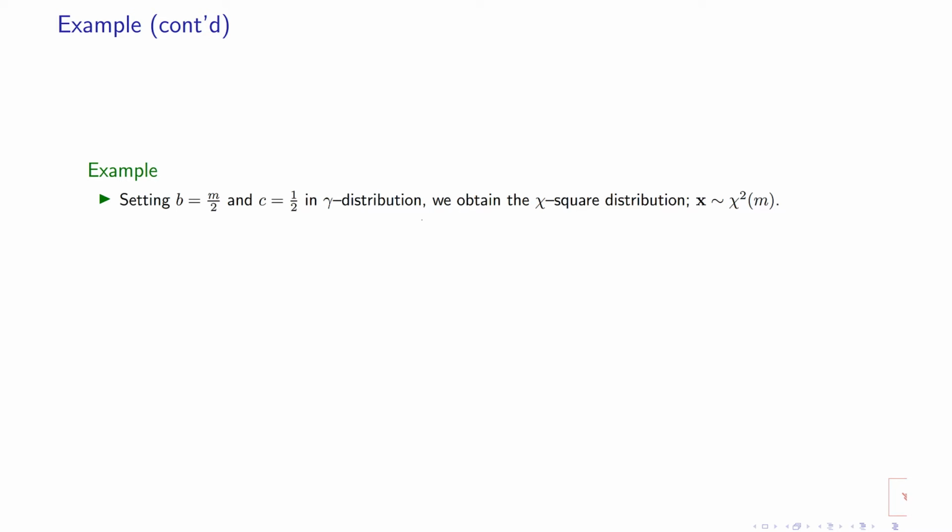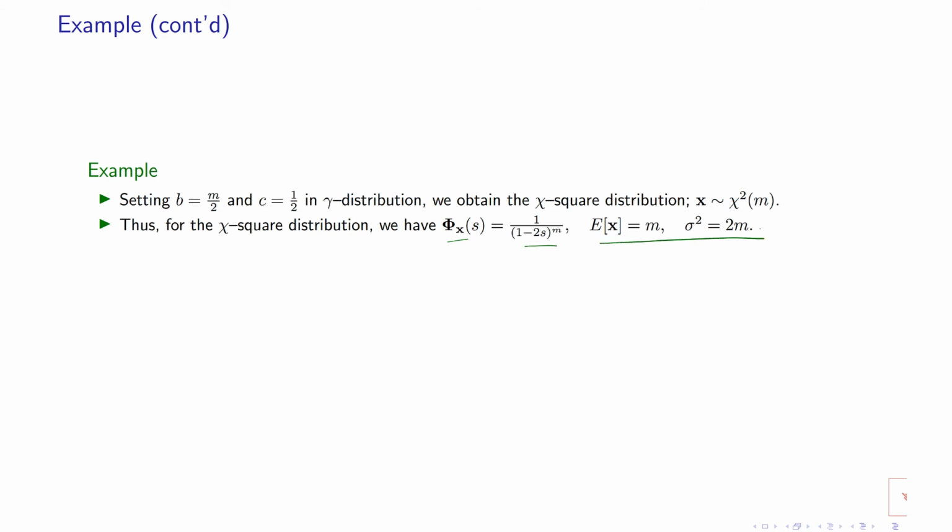Another example is that suppose b is equal to m over 2 and c is equal to 1 over 2. This case of the gamma distribution becomes the chi-squared distribution. The chi-squared distribution is a very specific example of the gamma distribution, and is denoted by that. Its importance is in statistics, where people use it often. In that case, your moment generating function simplifies to that, and the mean is equal to this, and the variance is equal to this one.